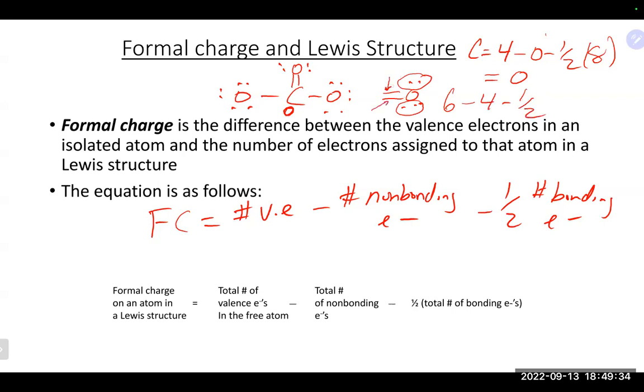Each one has 2. So that is 4. So that's going to be 6 minus 4, which is 2, minus 1/2 of 4, which is also 2, and that is 0. So in this arrangement here, the oxygen that is double bonded has a 0 formal charge.